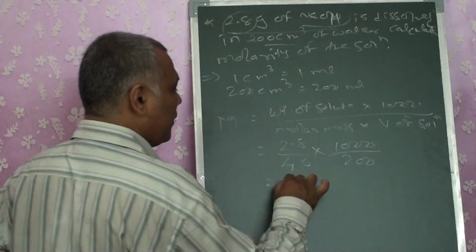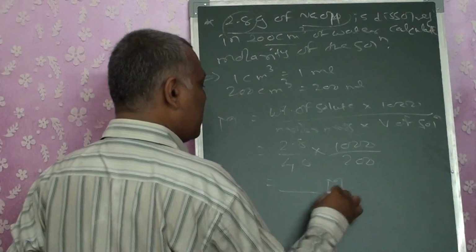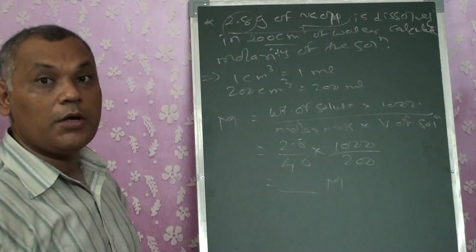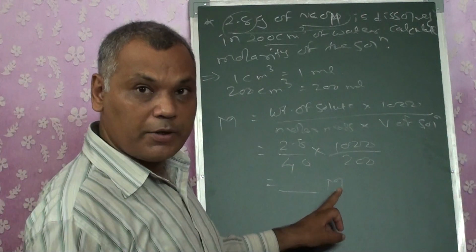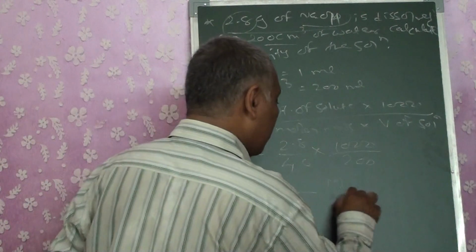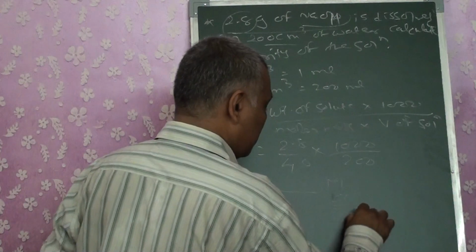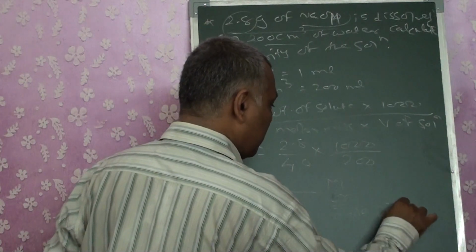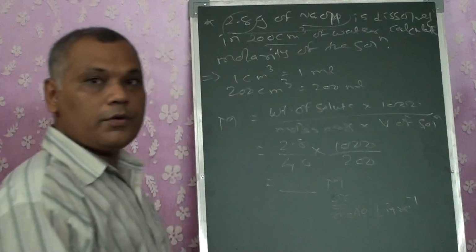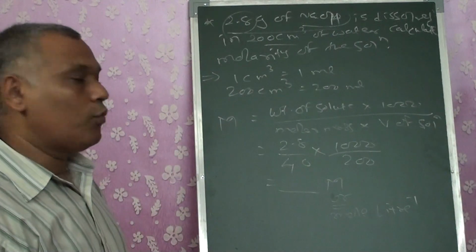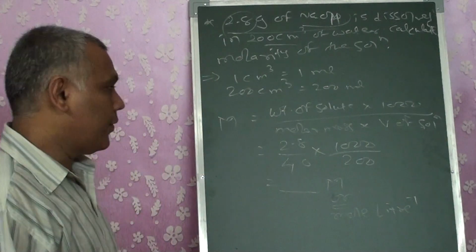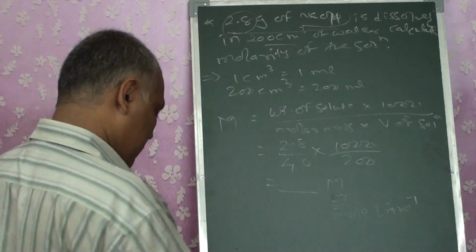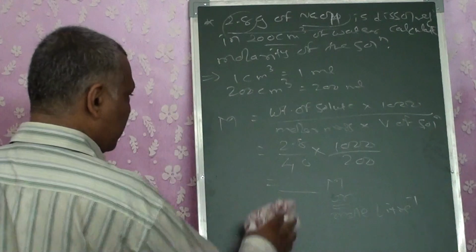So on simplifying it, you will get the molarity of the solution, where the unit of molarity is written either as capital M, or you can also write it as mole per liter. Okay, this is one sum. Let's do another sum.